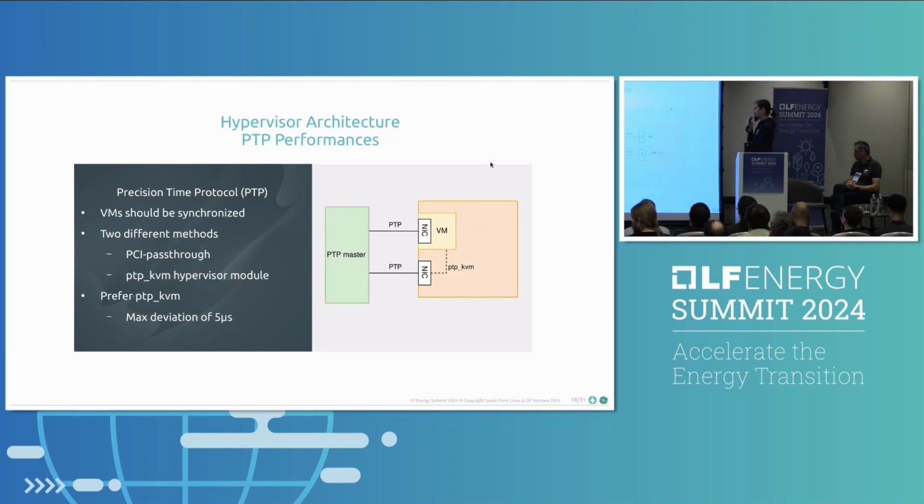Last but not least, time synchronization with PTP. We have two main ways to do that. First, we send PTP frames directly inside the virtual machines, and the virtual machine synchronizes itself with the PTP master. Or we synchronize the host, and the host using PTP KVM will allow the VM to synchronize itself. It will create a clock inside the virtual machines so it can synchronize itself. From experience, PTP KVM has proven to be more efficient to synchronize the VM, and we have a max deviation of 5 microseconds. Most of the time it's less, but max is 5 microseconds.